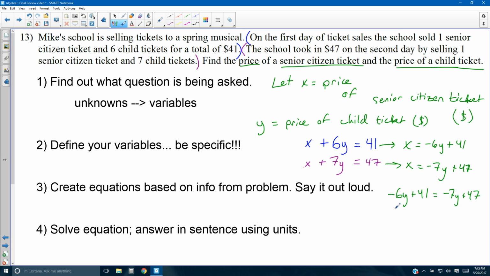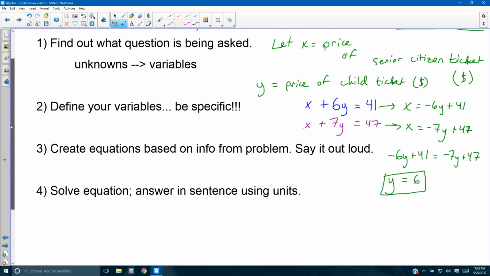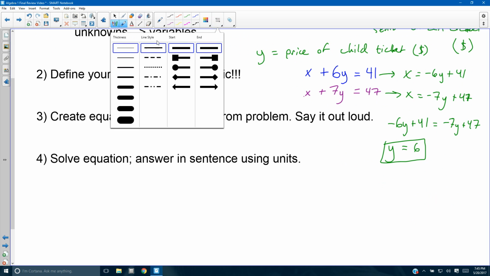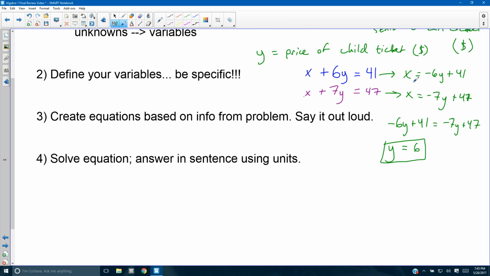Add 7y over, you'll get positive 1y here. Subtract 41 over, you'll get 6. y equals 6. The cost of each child ticket, the price, is $6. What's the price of each senior citizen ticket? Well, let's substitute 6 for y into one of the 2 original equations. Let's do this one. x equals negative 6 times 6 plus 41. x equals negative 36 plus 41. What did we get? x equals 5.